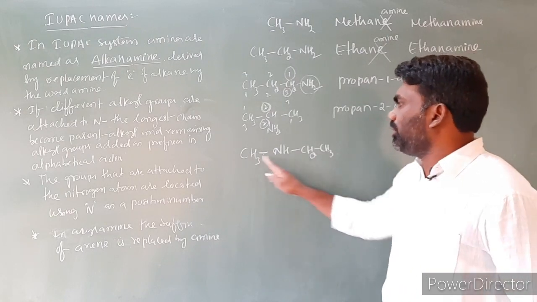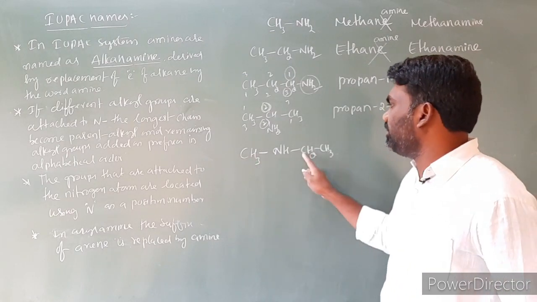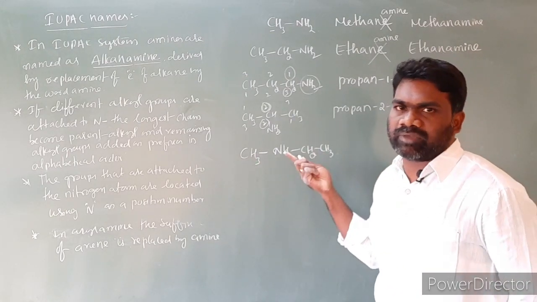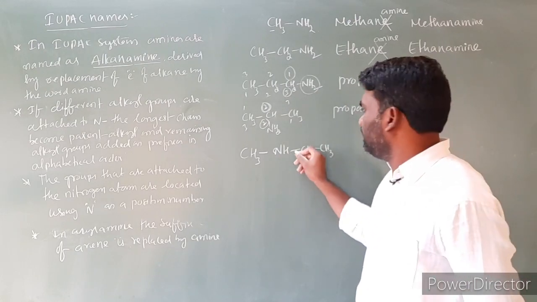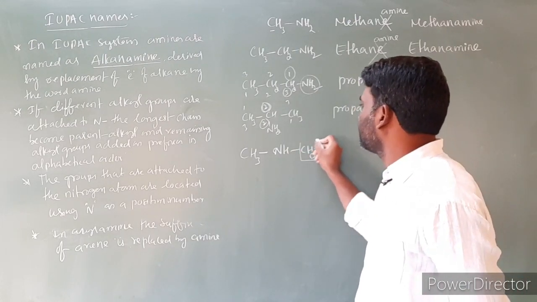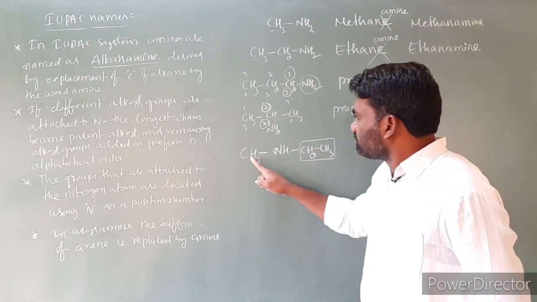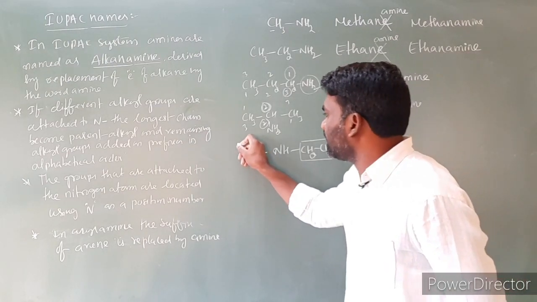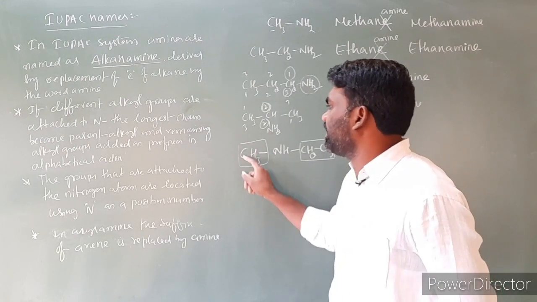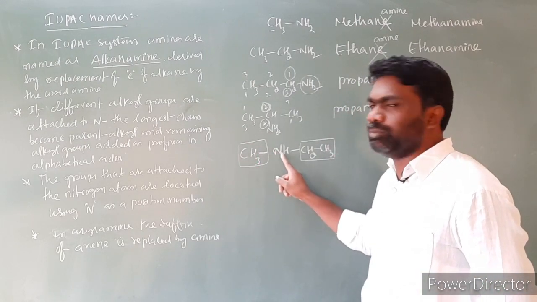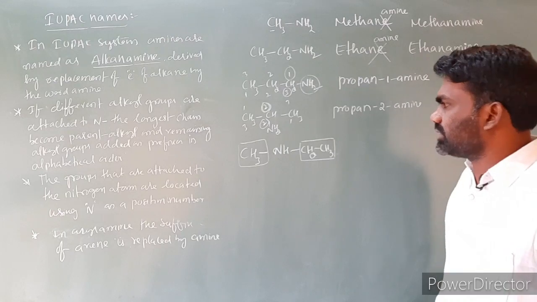Then check how many number of carbons here. 1 carbon. Here how many carbons? 2 carbons. So the chain with more carbons will be taken as the parent. This is the parent chain. This is the parent chain. Clear? Then next what we have to do? What alkyl group is present here? Methyl. That is attached to whom? Nitrogen. So how do you write the name of this compound?